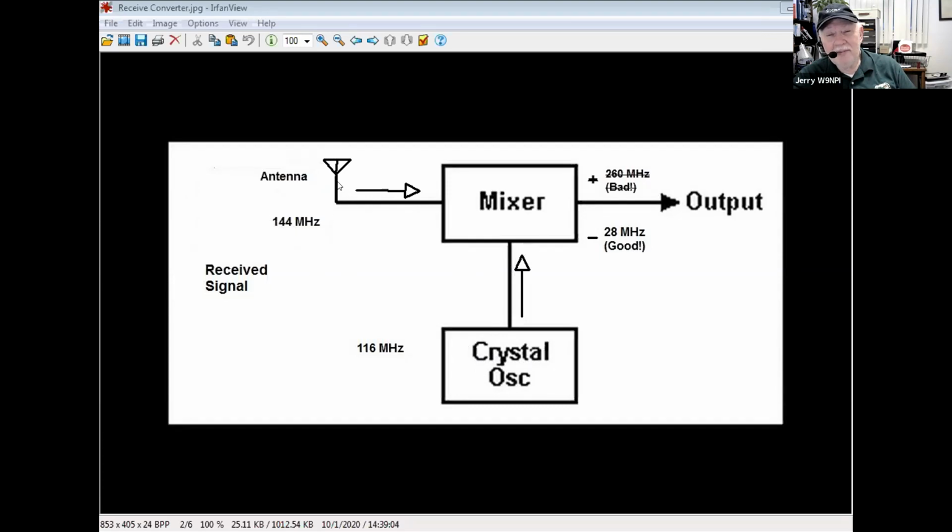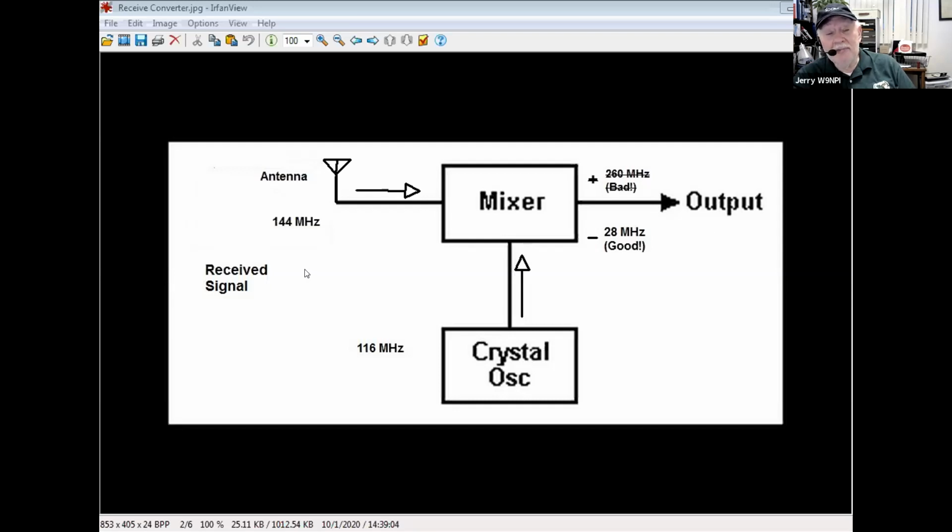Put them in here, turn the switch, and a little paddle starts mixing the two frequencies together. Now, the problem with mixing is that it will combine two frequencies in two ways: a plus frequency and a minus frequency. 144 plus 116 equals 260. We don't need that. 144 minus 116 is 28 megahertz, and we can use that to go into the transceiver.